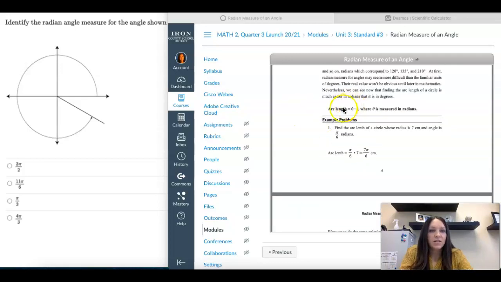Okay, so this is the main formula you're going to have to know: the arc length is theta times r. So theta is radians, r is the radius.